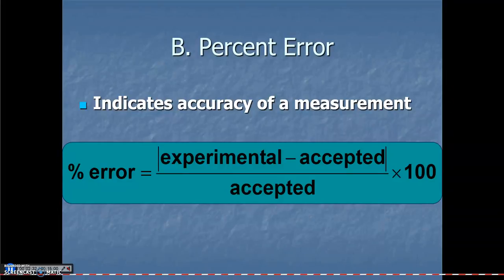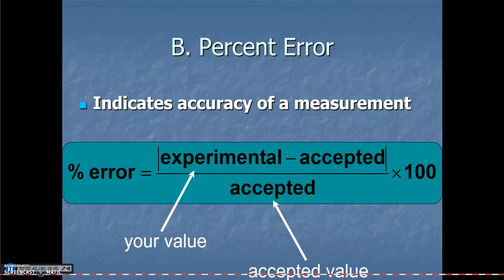So you see the formula here for percent error. In the numerator, we have the experimental value minus the accepted value. Now the experimental value is what you find in the lab. That's what you get from doing your measurements. The accepted value is what you might look up off the periodic table or in your textbook or online.